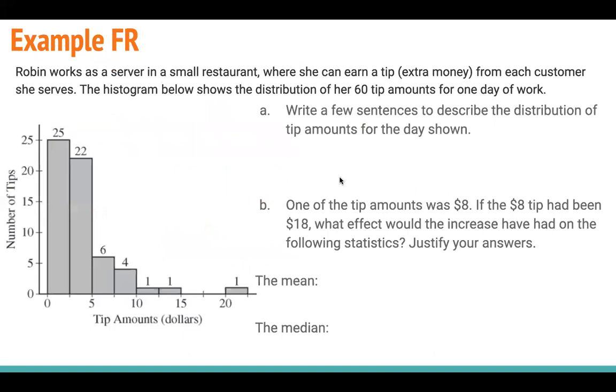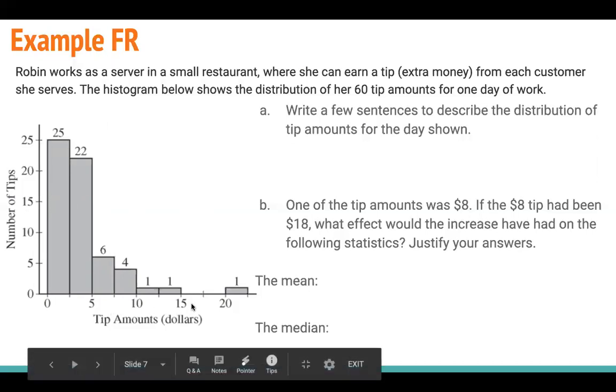And I should say that these are all AP free response questions, which means they tend to be pretty tricky, or they just require a lot of detail when you're writing them up, and a lot of thought. So in this example, Robin works as a server in a small restaurant where she can earn tips from each customer. The histogram shows the distribution of her 60 tip amounts for 1 day of work. Here this is measured in dollars, and I've got these tip amounts. I can see it's skewed high.